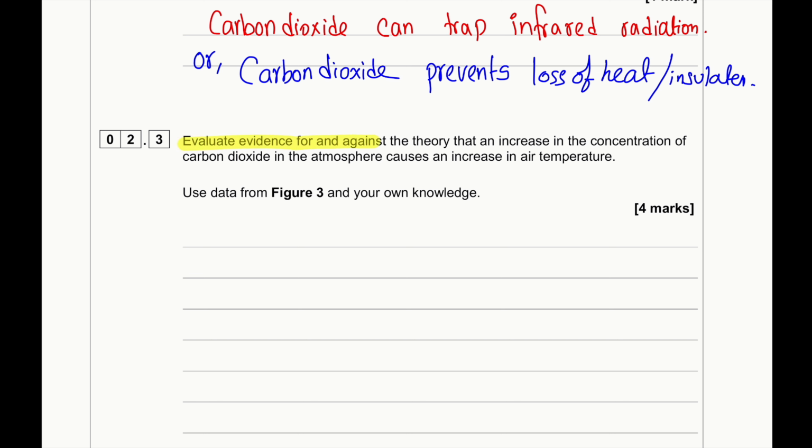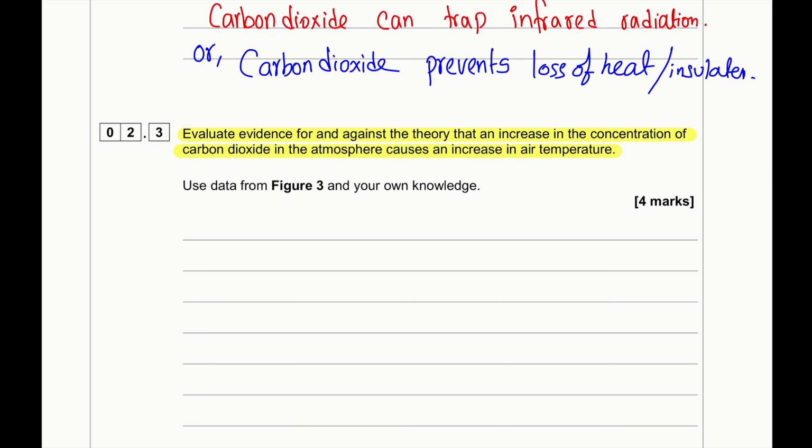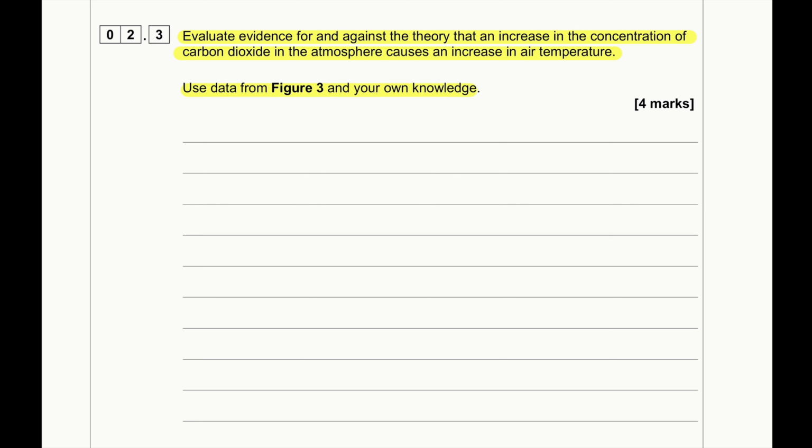Evaluate the evidence for and against the theory that an increase in concentration of carbon dioxide in the atmosphere causes an increase in air temperature. We can use data from figure 3 and our own knowledge.